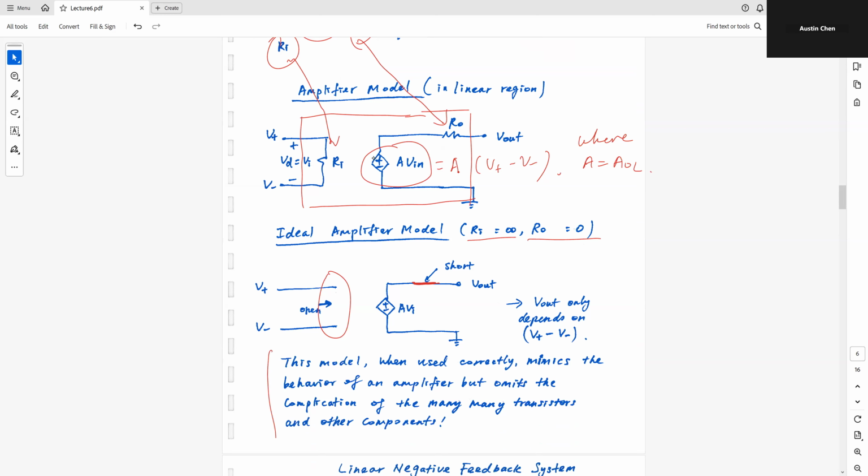So again, the importance of this model is that if you know how to use it correctly, then it really emulates or mimics the behavior of an actual op-amp. And the beauty of this is that you don't have to worry about the actual implementation at a transistor level, because in reality, this op-amp block is designed based on many transistors. And this is something that you will learn in the follow-up course.